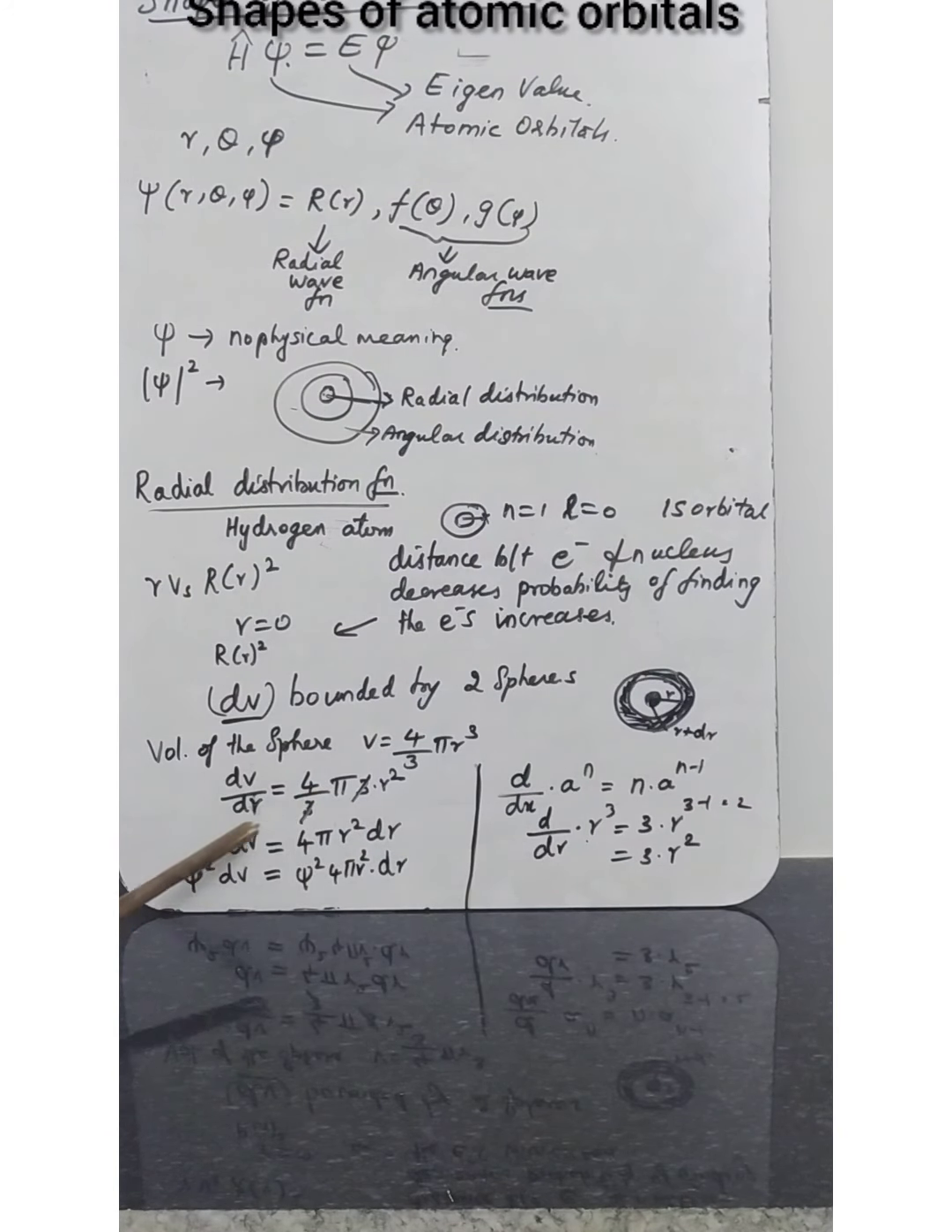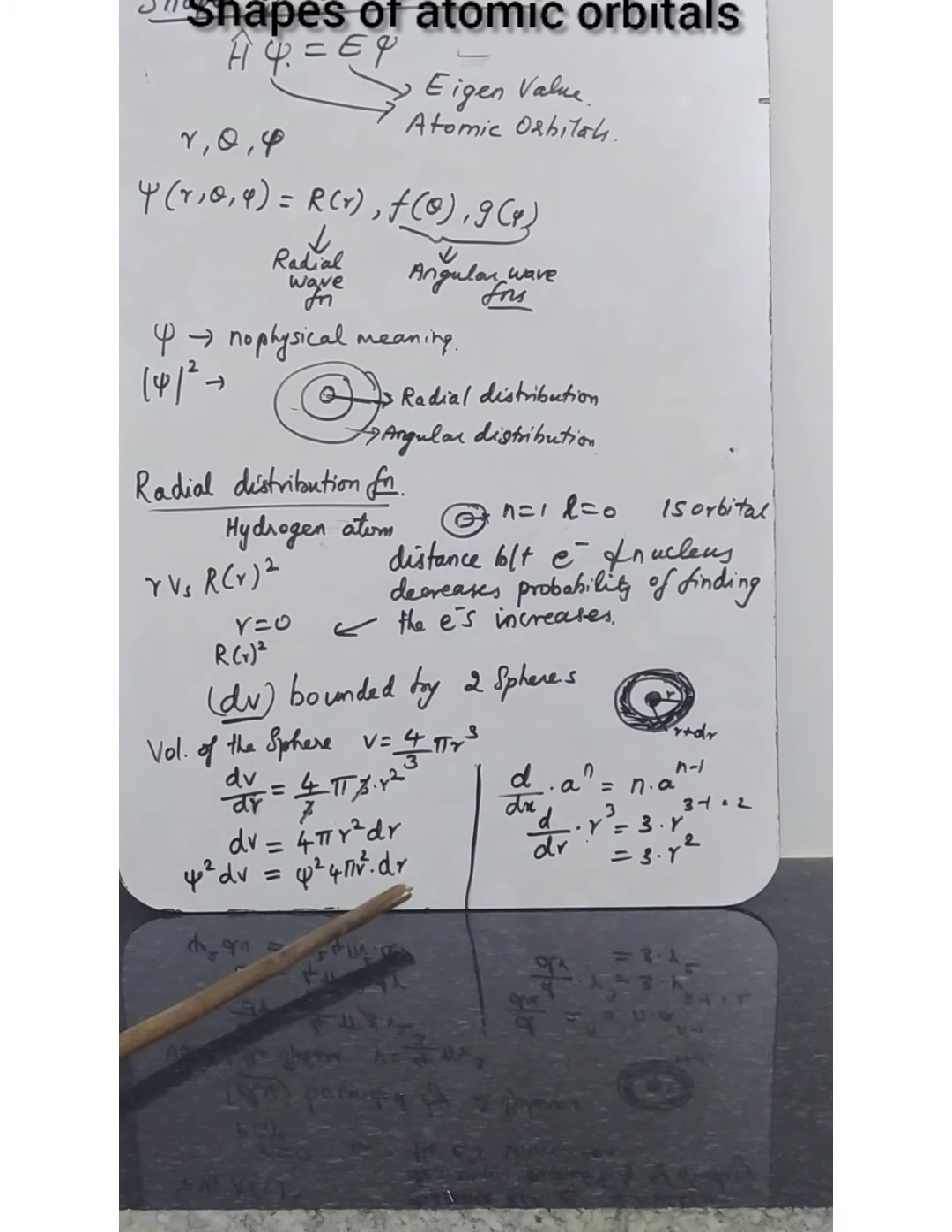Now this 3 will be cancelled. Then the balance is 4 pi r square. So dV divided by dr is equal to 4 pi r square. dV is equal to 4 pi r square into dr. Psi square we are multiplying because psi square is the wave function, and the maximum value of psi square is at the nucleus only. Understood? That's why we are multiplying both sides. Then psi square into dV is equal to psi square into 4 pi r square into dr.